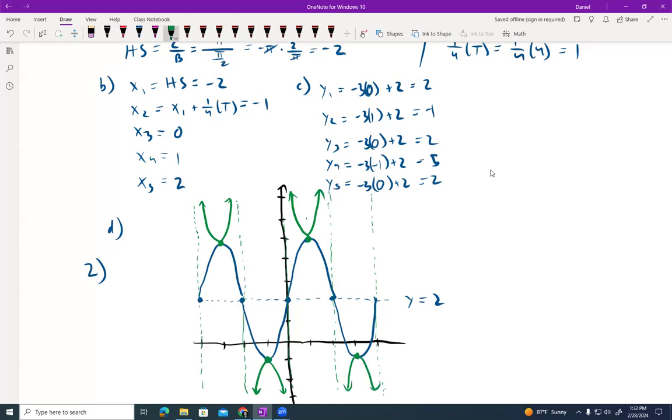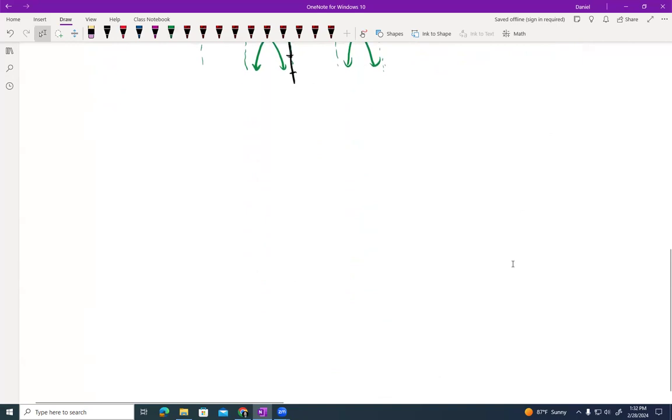Not too bad. Now, fortunately, it's pretty much the same steps to do secant. So let's go ahead and do secant. Okay, the exact same process. I'm going to use black, let's say here. All right, so now let's try to draw the graph of y equals 3 times secant of negative pi/2 x minus pi, plus 2.